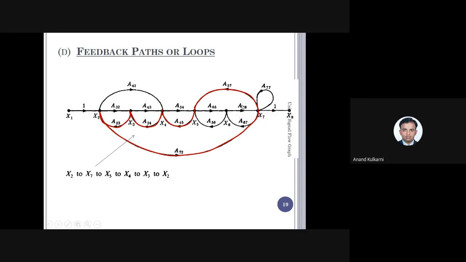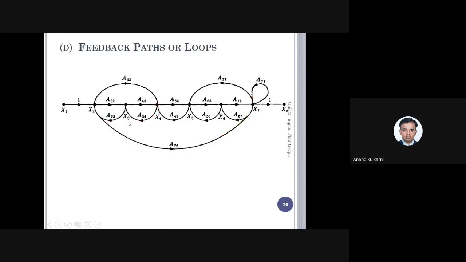When you put the numbering onto nodes, you'll come to know whether the loops I'm taking are correct or not. If I consider this as number 2, this as 7, then 2 to 7, 7 to 5, 5 to 4, 4 to 3, 3 to 2. So this is one loop, that is L9. And this is L10: 2 to 7, 7 to 6, 6 to 5, 5 to 4, 4 to 3, 3 to 2. So this is one more loop.